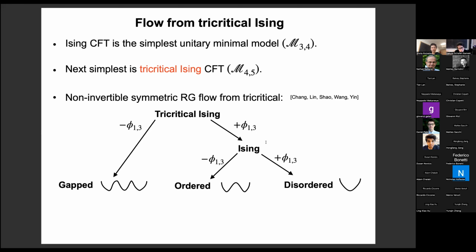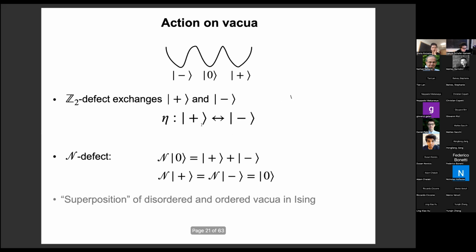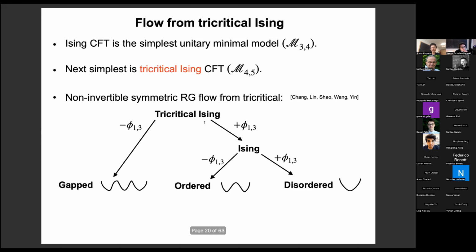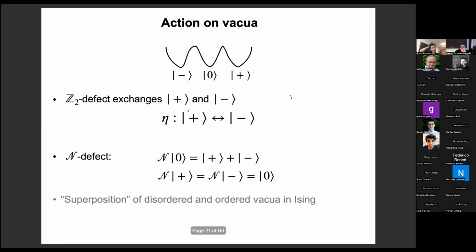Okay, so this is a general phase diagram, starting from the RG flow diagram of the tricritical Ising model. And let me explain a bit more detail. One thing I should emphasize is that these 2 flows, starting from the tricritical Ising model, preserve the non-invertible symmetry, the Kramers-Wannier symmetry. So let me now explain how the non-invertible symmetry acts on these 3 vacua that you see in the IR.